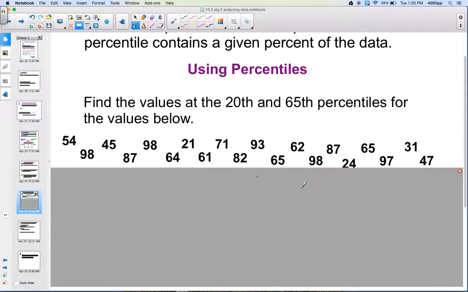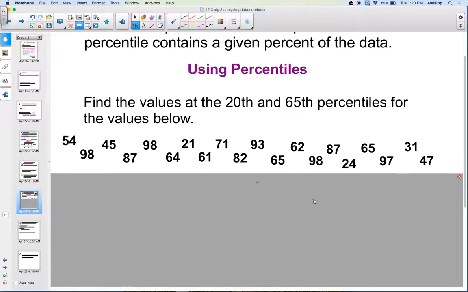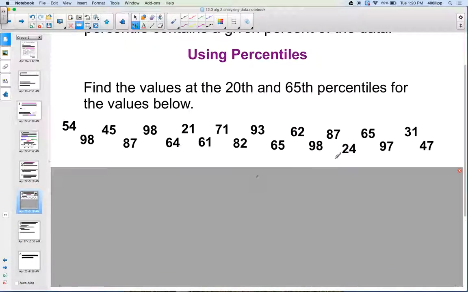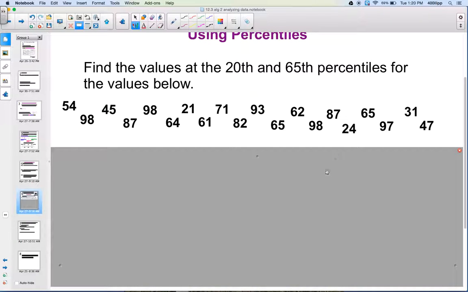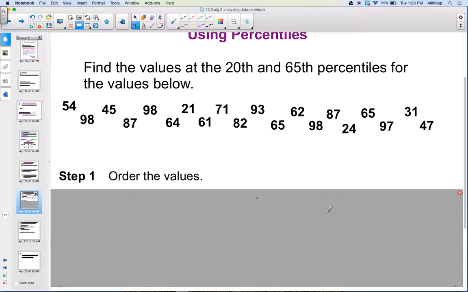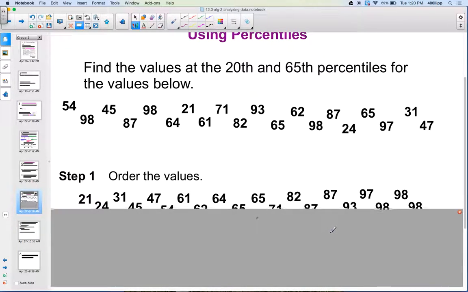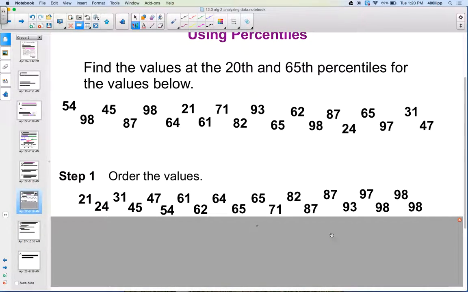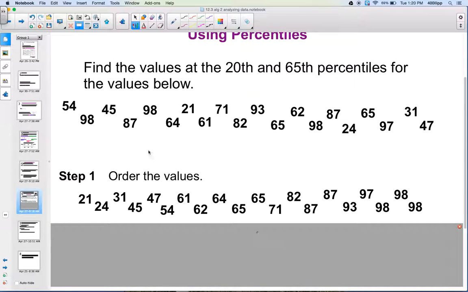So here are our values. Right now they are not in order. The first thing you'll do is put them in order. You're going to order the values. I went ahead and did that before I started the video just to save a little bit of time. Here is the correct order. Make sure you include all of them. There are 20 numbers here when I ordered them from least to greatest.